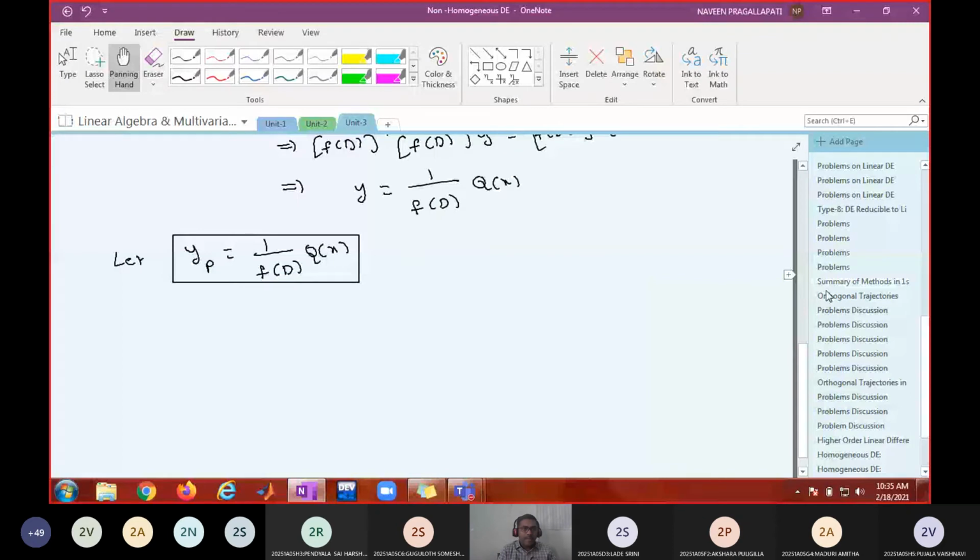Okay. Right. Now put this heading: methods of finding particular integral. Methods of finding. Correct. It is erasing, I don't know why. Put this heading: methods of finding particular integral.